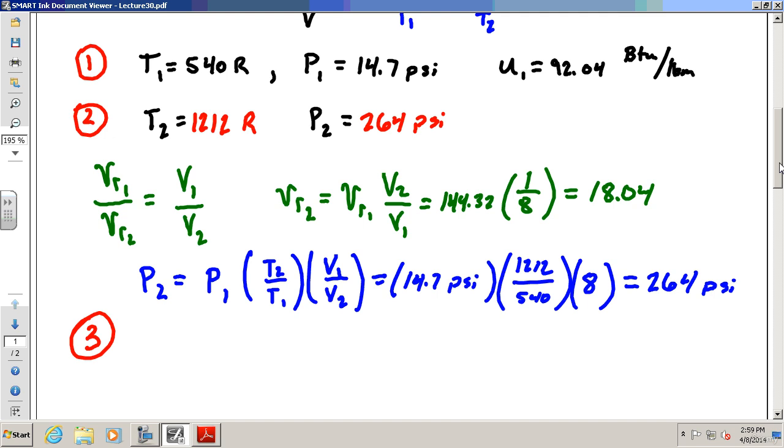We know the temperature and pressure of state 1 and 2. Now we go to 3. We need to get the temperature of state 3 and the pressure of state 3.